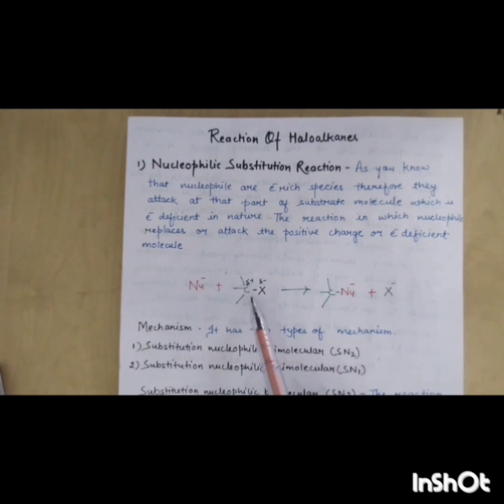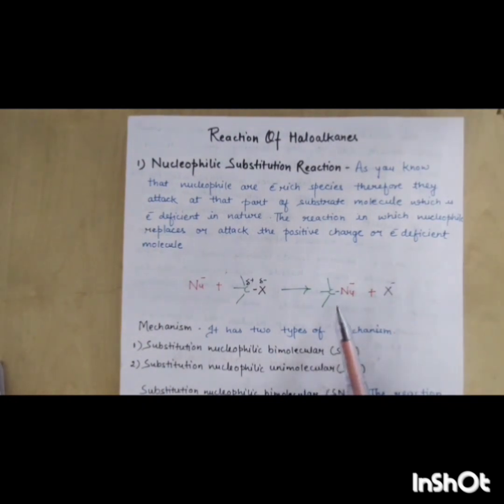Here we take the example of an alkyl halide and a nucleophile. The alkyl halide is electron deficient in nature, and the halide ion carries a negative charge, which is electron rich in nature. So the nucleophile attacks the electron deficient species to form another product, in which the nucleophile is attached to the alkyl carbon and the halide ion is replaced.